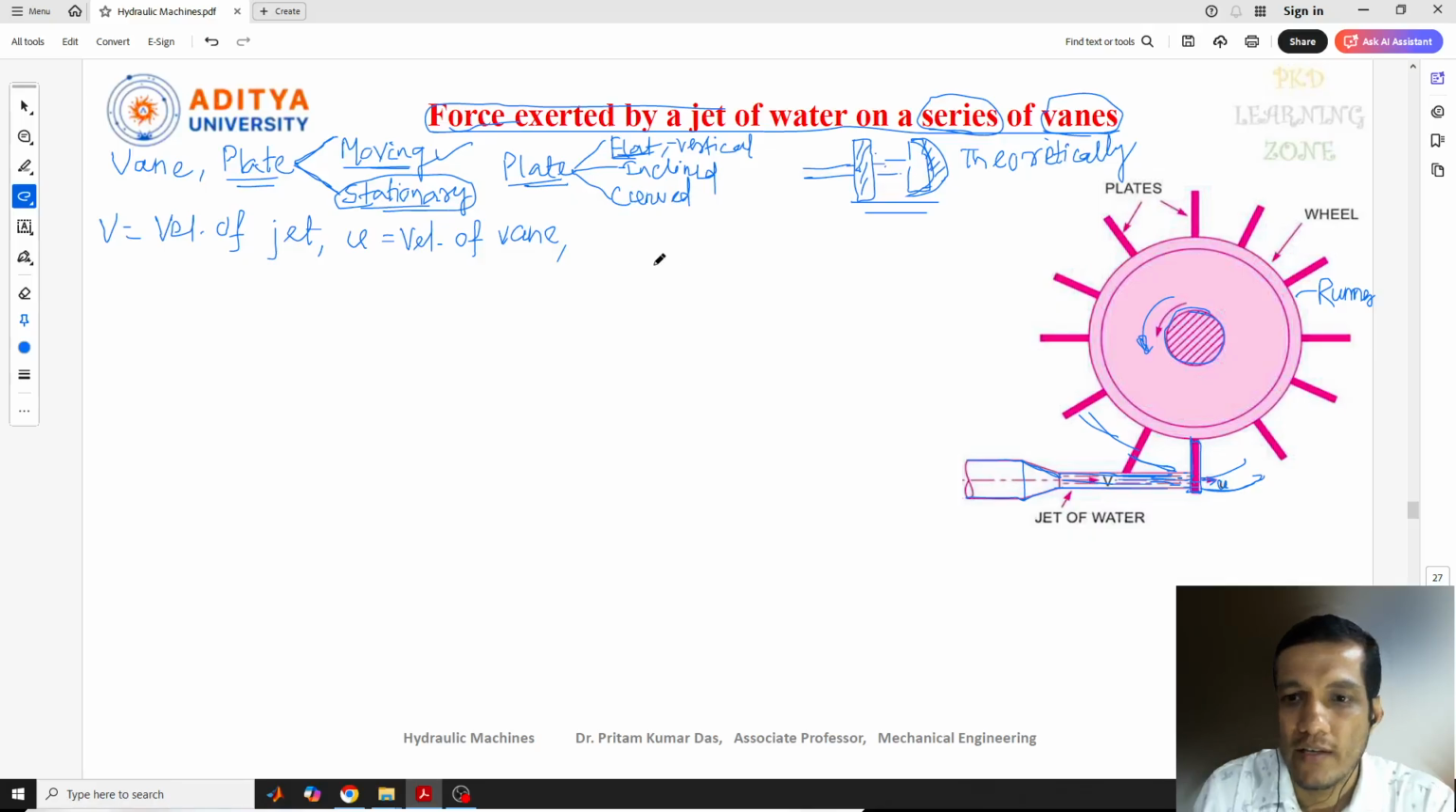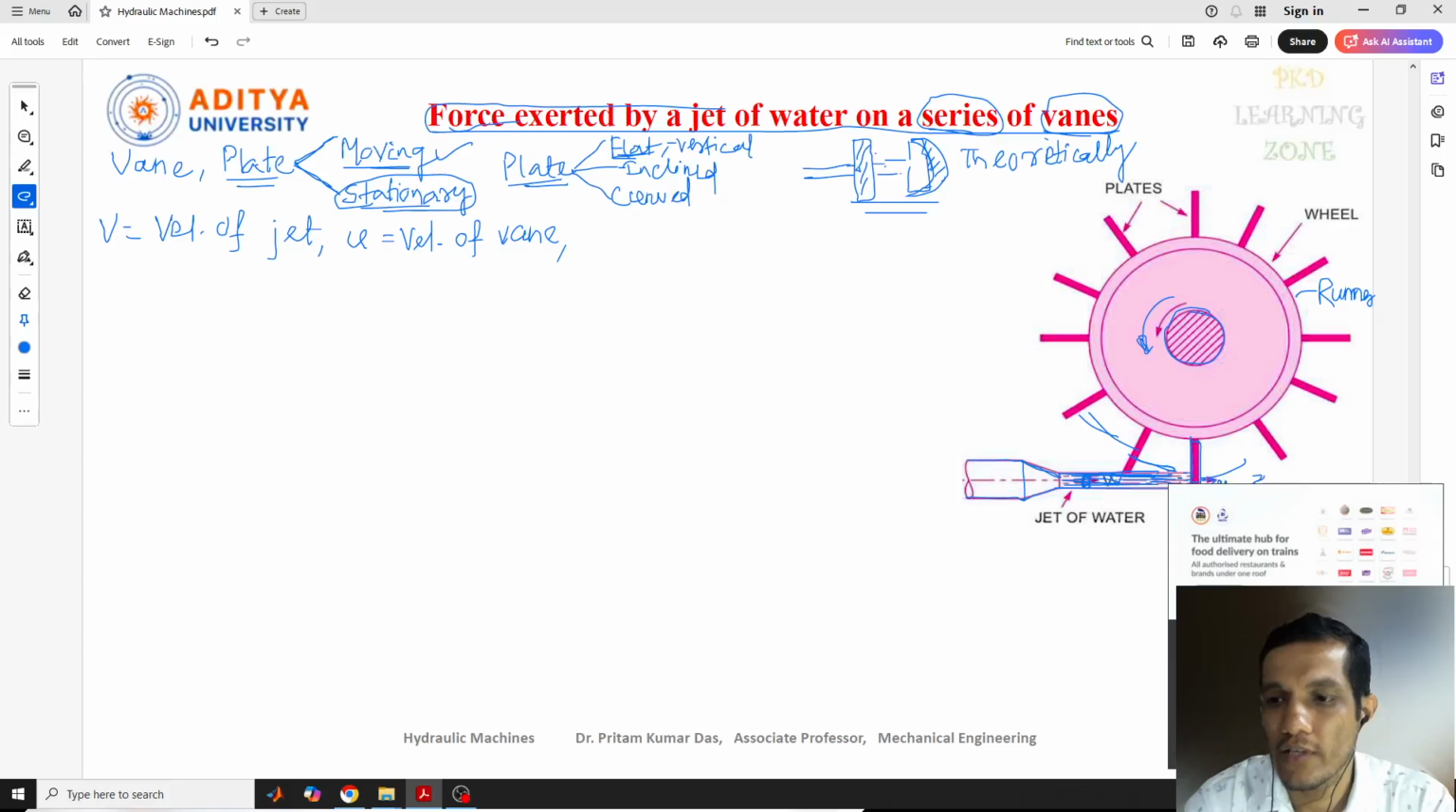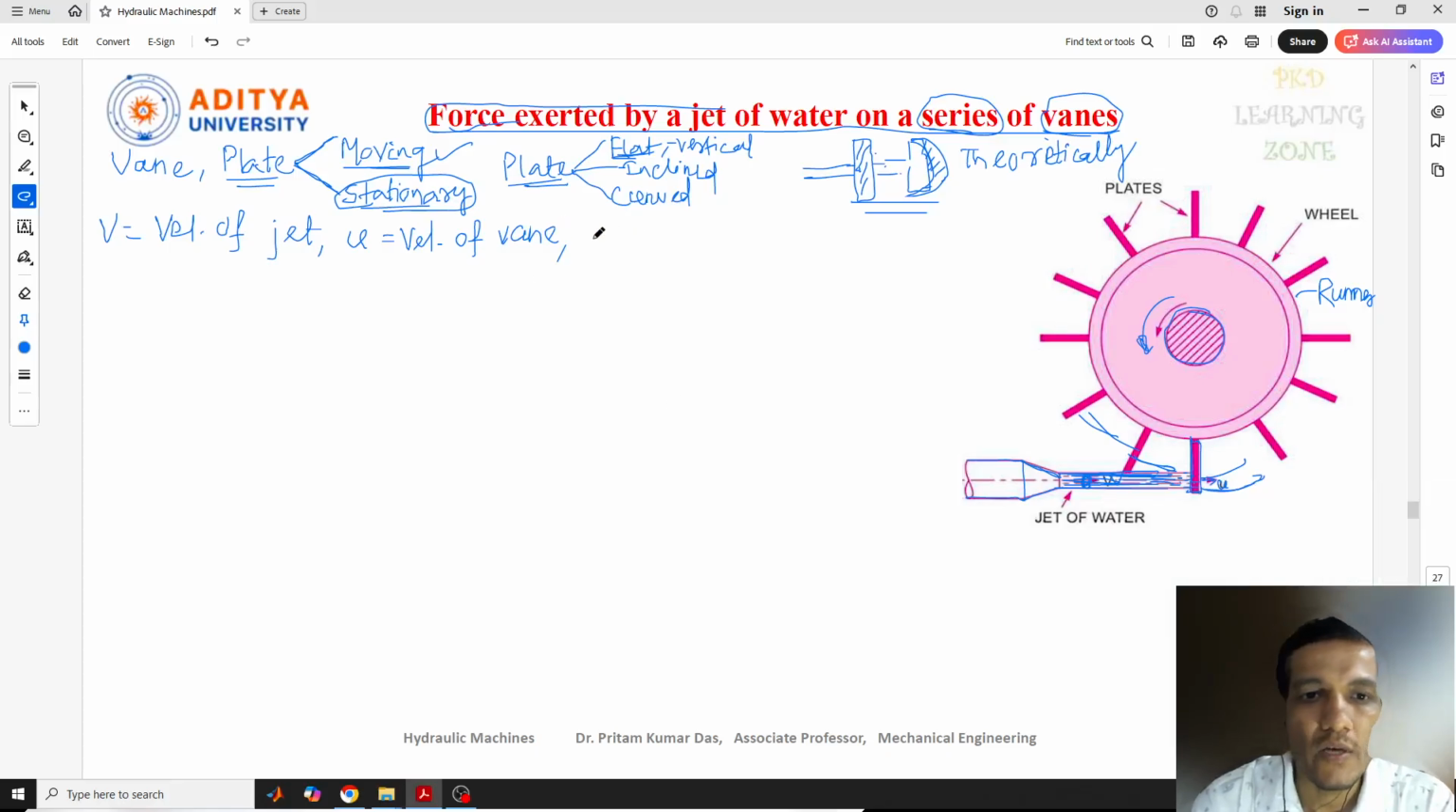Similarly, next one. Now we can see the velocity of this fluid which is coming out from here. It will have a diameter, or the area of cross section. To find this area of cross section, we should know the diameter of the jet. So we need to consider small d, which gives the diameter of the jet, and from here we can find out the cross sectional area of the jet, which is nothing but pi by 4 d square. These are the terminology we need to consider.